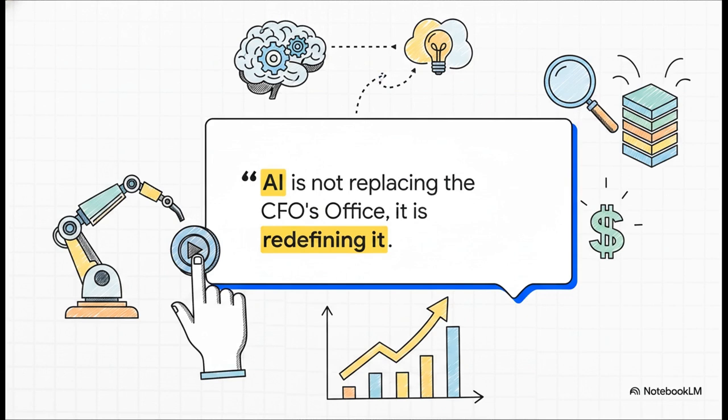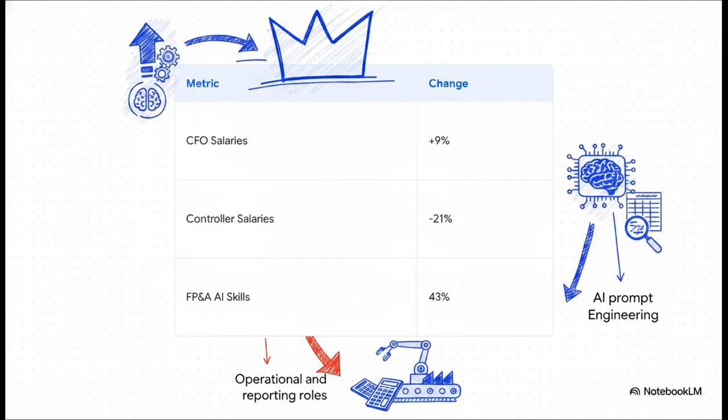The professionals who are going to thrive are the ones who figure out how to combine AI fluency with their existing strategic thinking. And just look at what's happening if you don't adapt. Based on some fascinating 2026 reporting from DataRails, CFO salaries are actually up 9%. But get this, controller salaries are down 21%. Meanwhile, a massive 43% of FP&A job postings are now explicitly requiring AI skills. The market is aggressively concentrating financial value at the strategic top, right? And at the exact same time, it's applying intense, heavy automation pressure to operational and reporting roles. You simply cannot afford to just be a human calculator anymore.